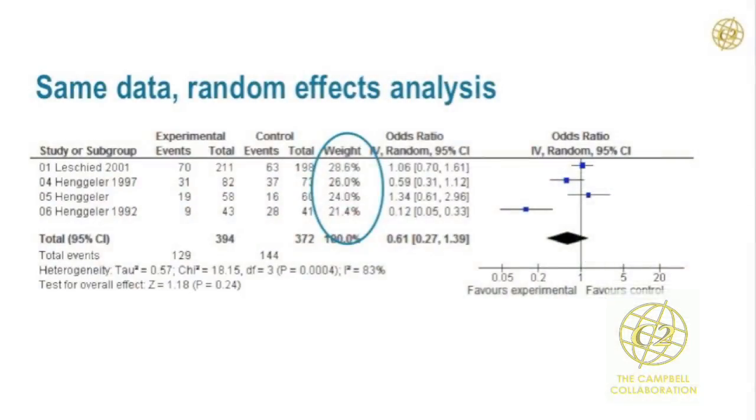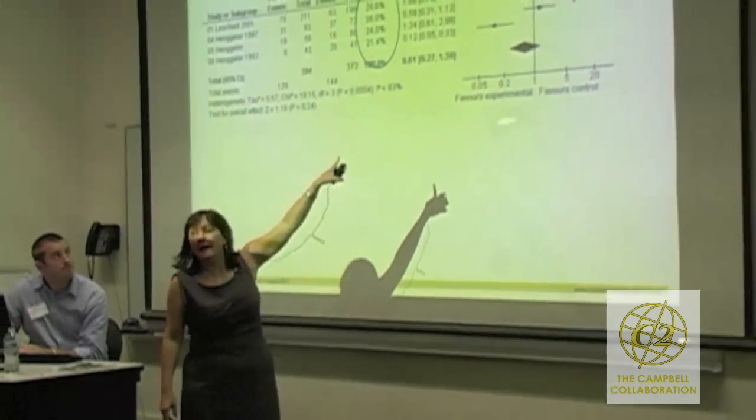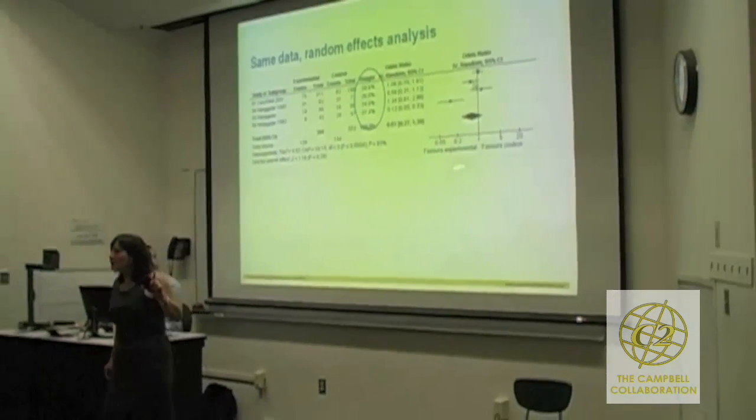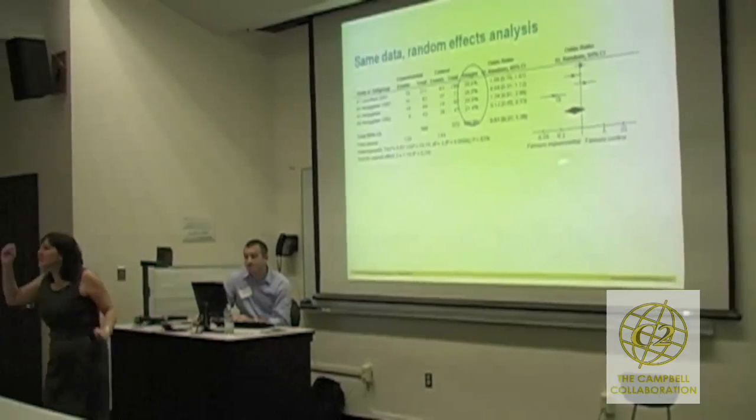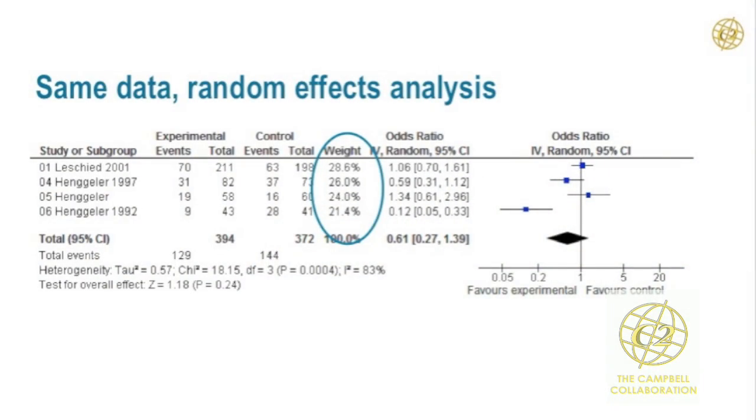So, the next slide. Here's our random effects version. So look at, first of all, our forest plot, there's a couple things we notice, right? Now, granted, I made a copy of this, so there's always some problems with the visual, but the boxes are relatively equal. We don't see the big box on the Leischeid study.